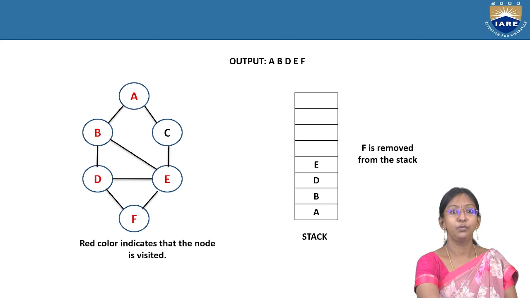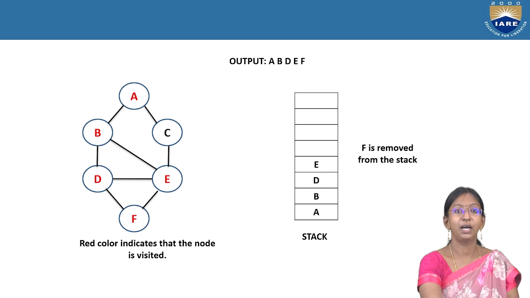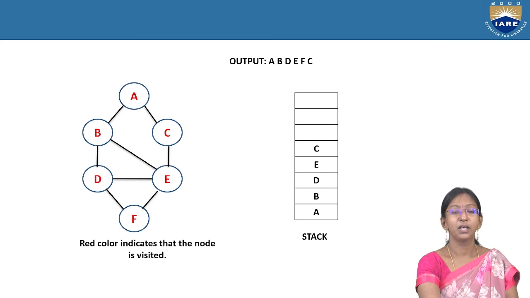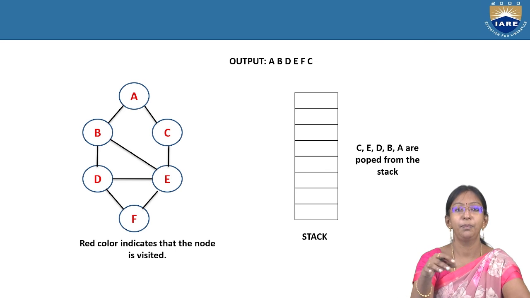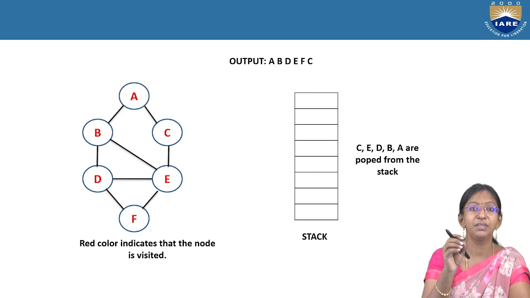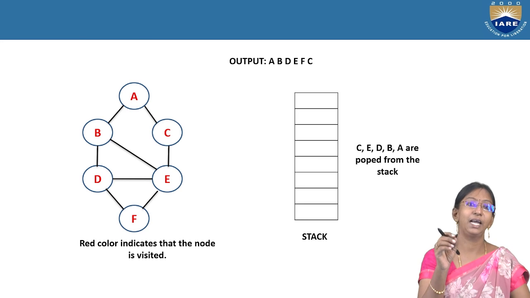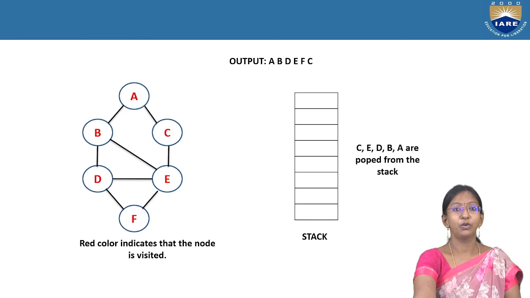So as I have removed F, now top is pointed by E. Do I have any unvisited neighbor? Yes. C is there, insert it. Now, do you have any unvisited neighbor of C? No, pop it. So likewise, I will be popping all the elements. Means I have started with an empty stack and I'll end with an empty stack. Okay, so this is how I'm going to work on depth first search using a stack.